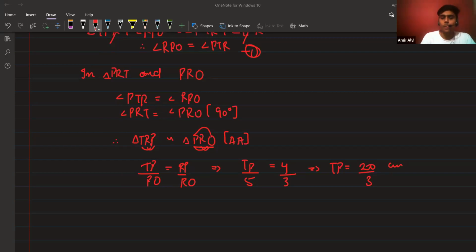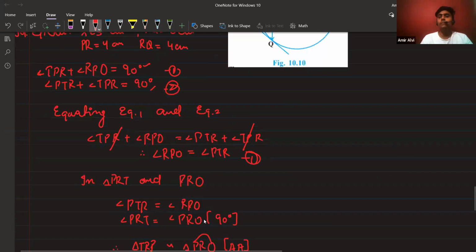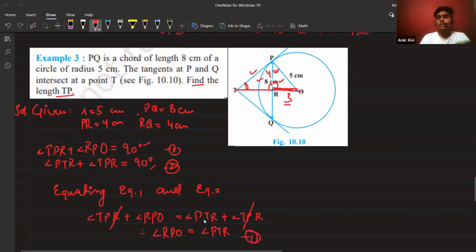There is also another method. You can use Pythagoras, but that is a little bit lengthy method. This chapter is circles, so it's very appropriate to use the properties of circles and the tangents. That's why I've taken this method. Clear, everybody?